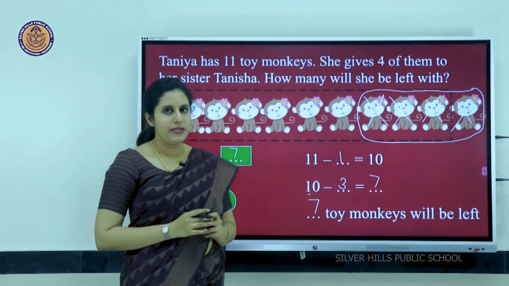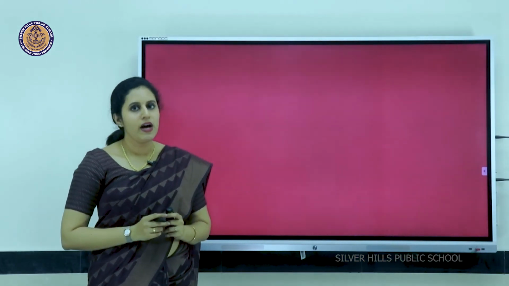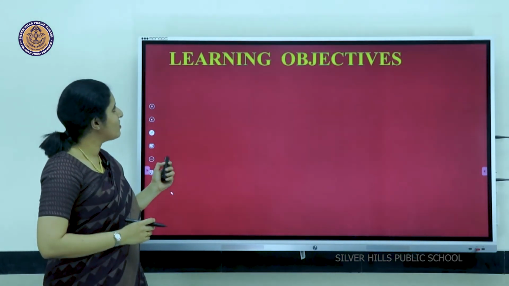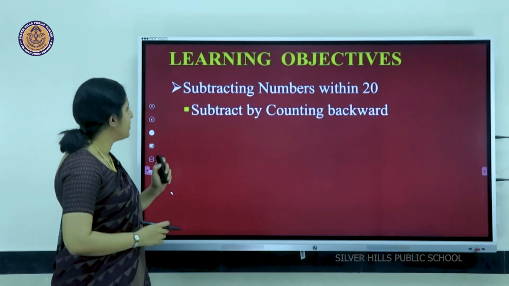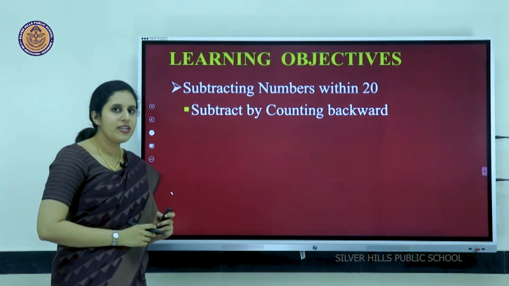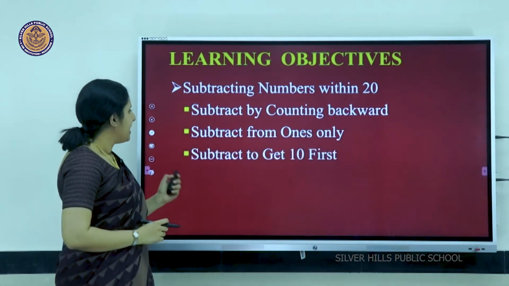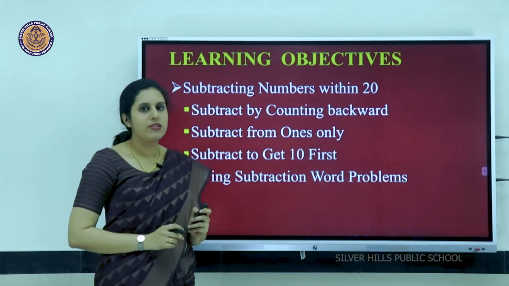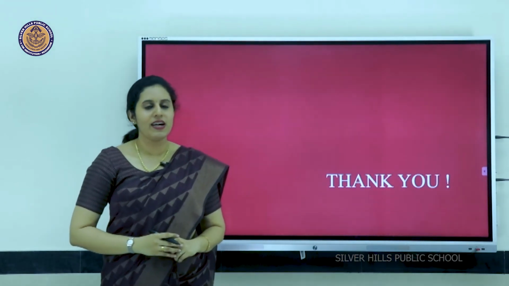I hope you understood this method. With that, we have come to the end of part 2 of the chapter Addition and Subtraction within 20. In this part, we were specifically seeing subtraction within 20. What were our learning objectives? Let's check if we have got all these subtracting numbers within 20. Under that, you have seen subtract by counting backward. You have also seen subtract from ones only. Yes. Now you saw subtract to get 10 first. And you also saw many word problems on subtraction. And that is the end of part 2 of this chapter. I hope these concepts are clear to you. Thank you.